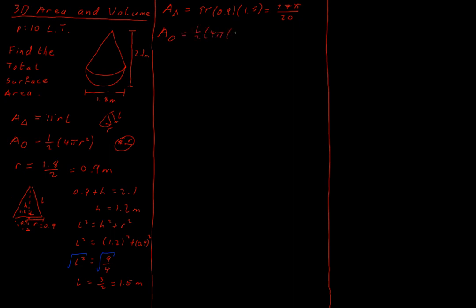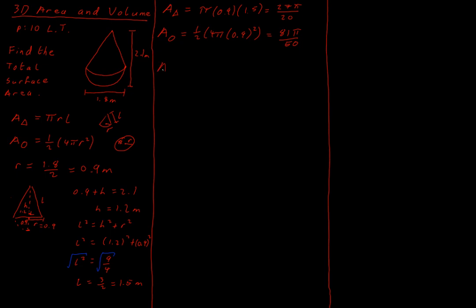4 pi r squared. So I have my area of my hemisphere, half a sphere I should say, is going to be half of the area of a sphere, and my r is still 0.9. When I put that into my calculator, I get 81/50 pi.